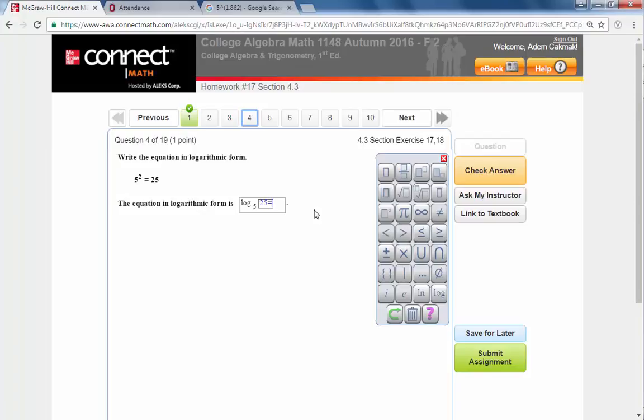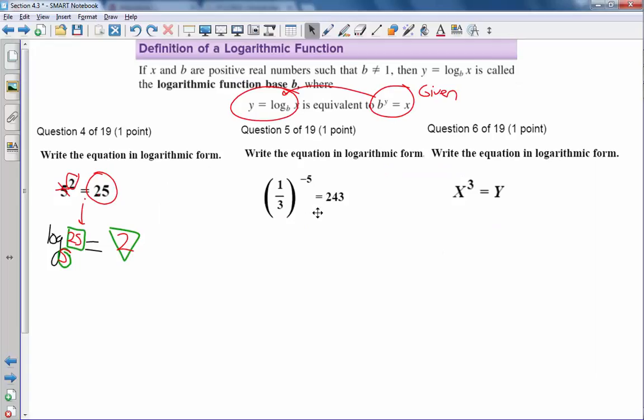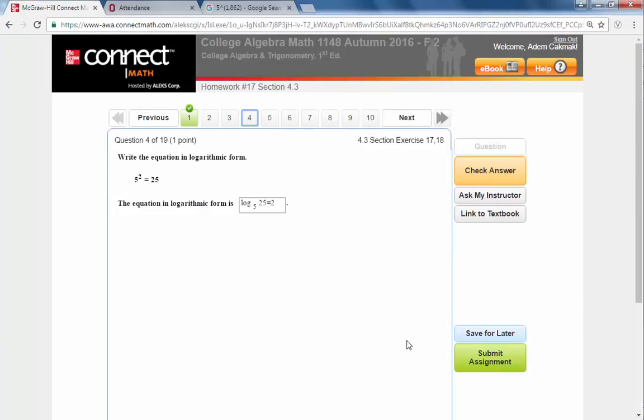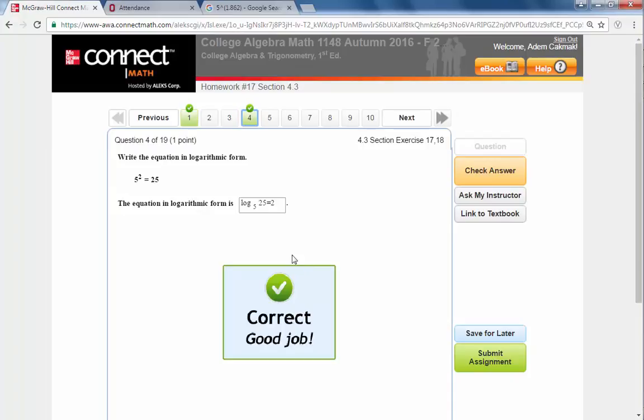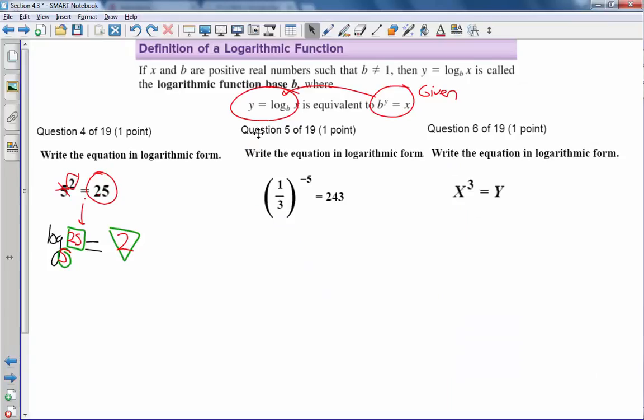Equals 2. That was right? Yeah. What's the number 5? Number 5. Let me help you with this logarithm sign first. Equals, fill in 3 spots.